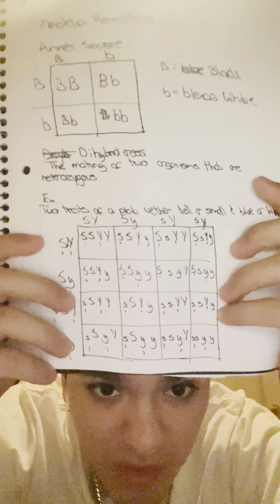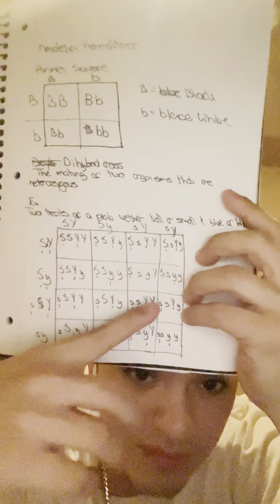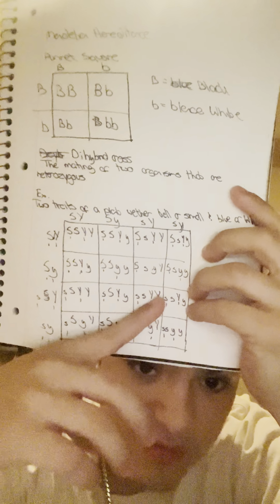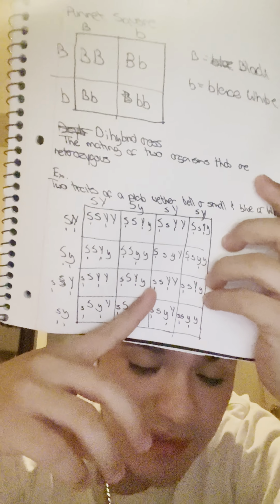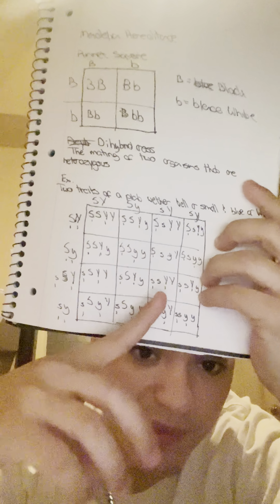We can see it also with the S's. Let me see right here. So capital Y, dominant for brown eyes. So the kid's gonna come up with brown eyes. So lowercase s, the kid's gonna come up with brown hair. That's pretty much how it is.